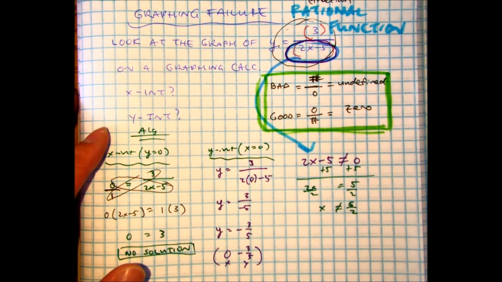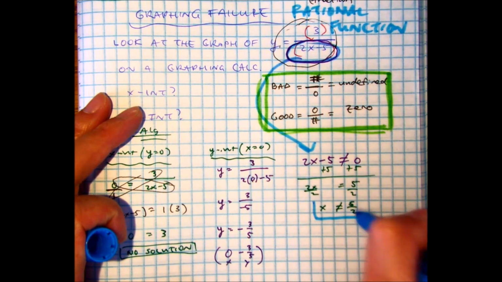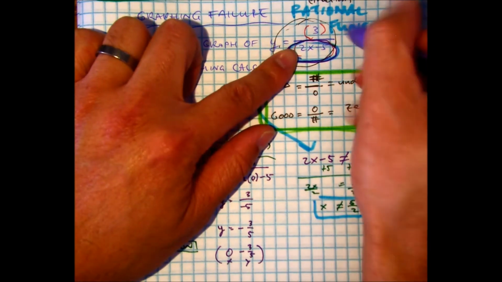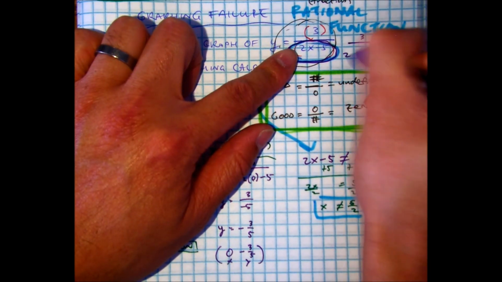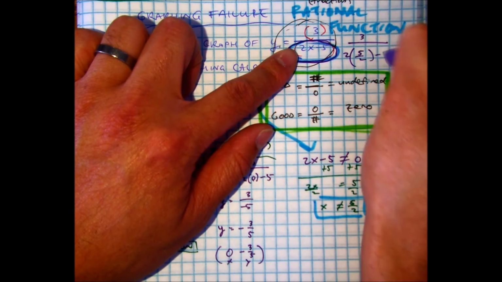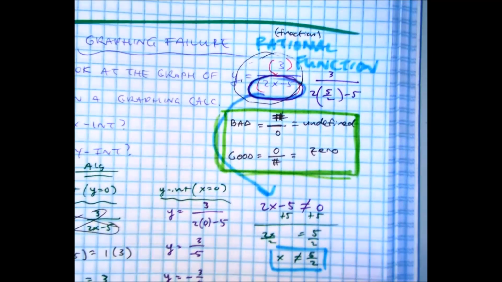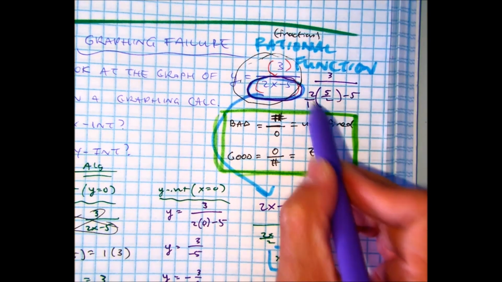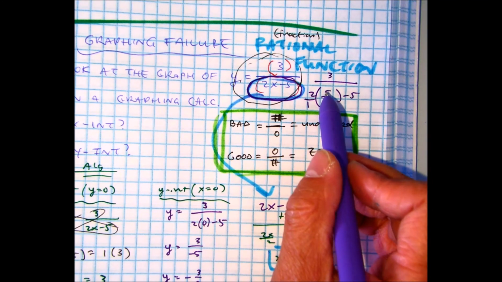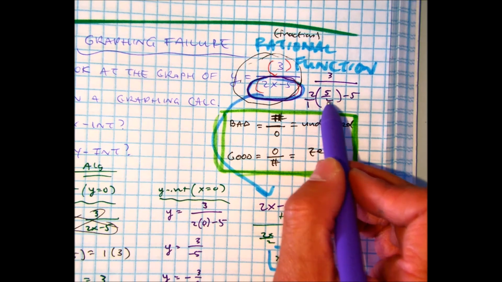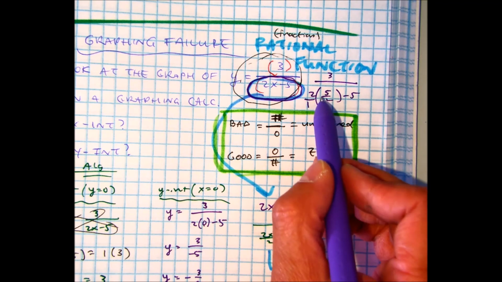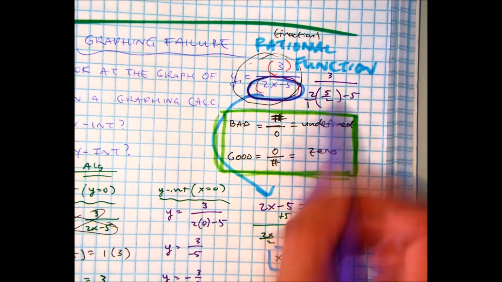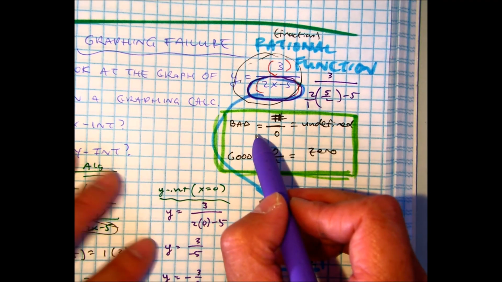What does this mean? If I put 5 halves in here, 3 over 2 times 5 halves minus 5. Class, how do you make 2 a fraction? Put it over 1. Multiply across. 2 times 5. 10 over 2 equals what? 5. 5 minus 5. 3 divided by 0. Undefined. Bad. Okay?